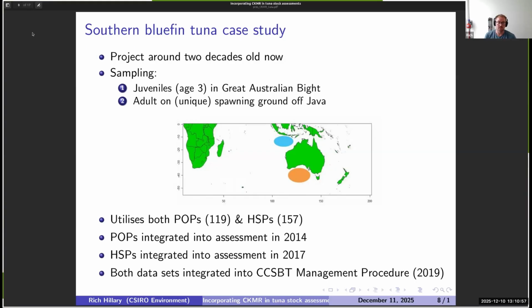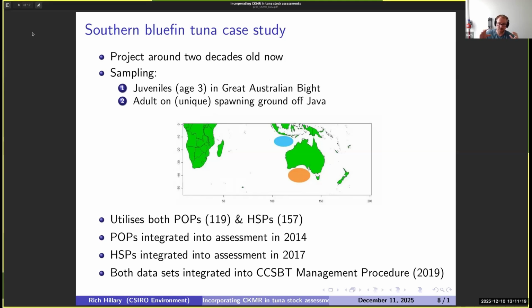The parent-offspring pairs were integrated into the assessment in 2014, so they've been in there for some time. And then the half-sibling pairs were integrated 3 years later. So they've been in there for almost 4 or 5 assessment cycles all told. And in 2019, both those data sets were integrated into the CCSBT management procedure.